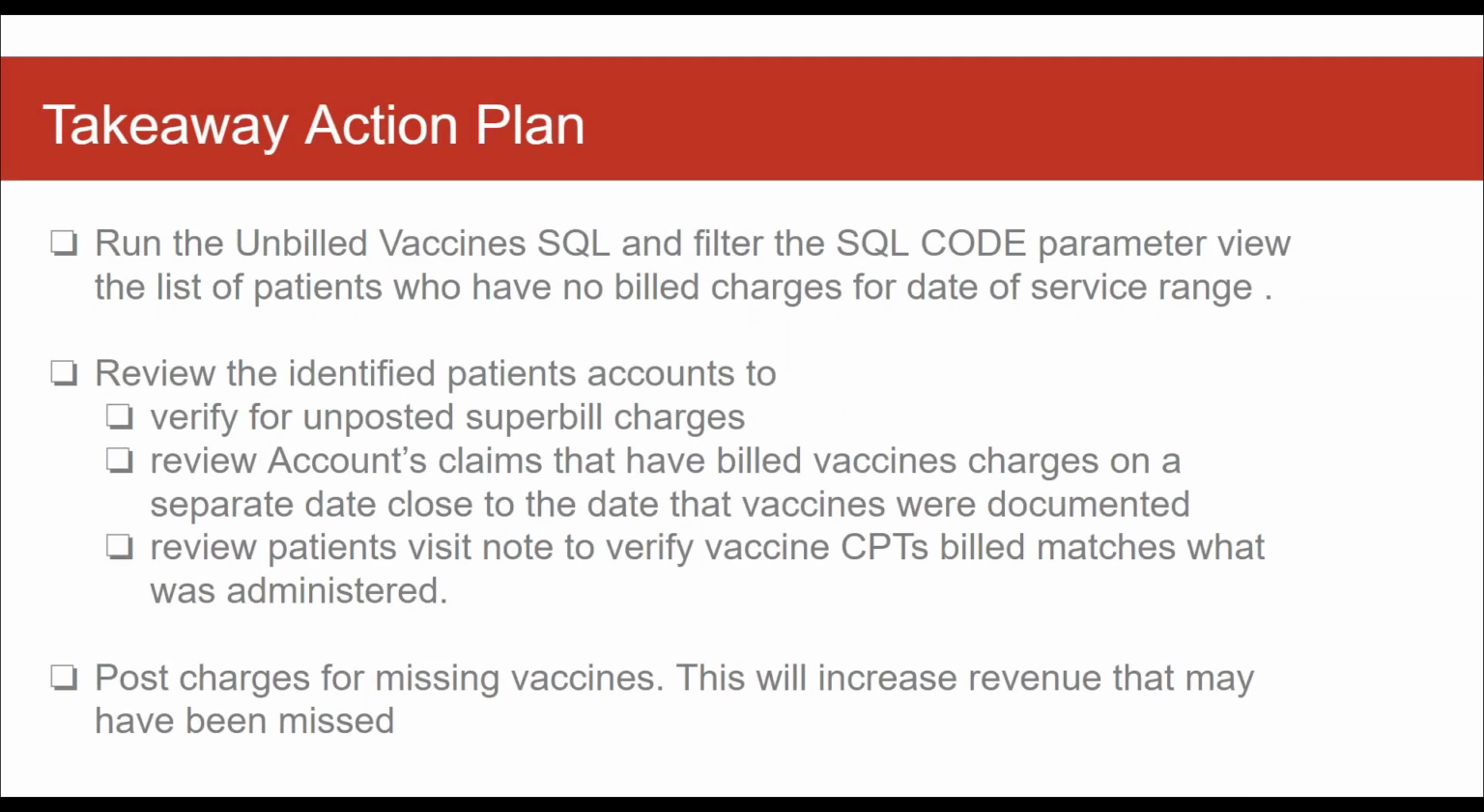Our takeaway action plan is to run the unbilled vaccine SQL and filter the SQL CPT code column to view the list of patients who have no billed vaccine charges on the date administered. Review the identified patient accounts to verify for unposted superbill charges. Review the account's claims that have billed vaccine charges on a separate date close to the date that the vaccines were documented, and also review the patient's visit note to verify vaccine CPTs billed match what was administered. Post charges for these missing vaccines, and this will increase the revenue that may have been missing.